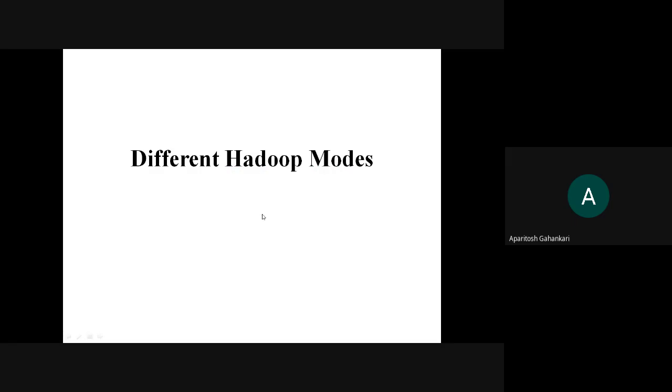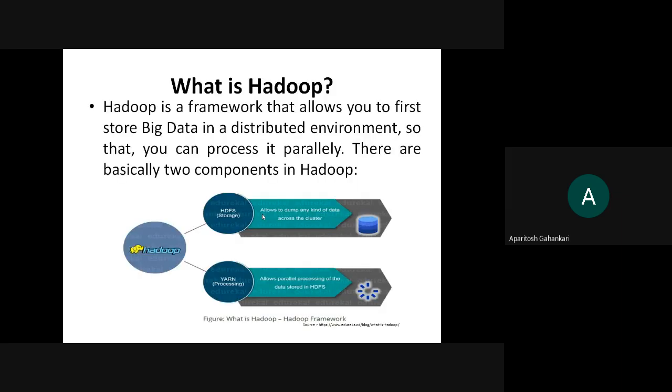Okay. So we were looking at the different modes of Hadoop, and before that we need to see what exactly Hadoop means. Okay. So what is Hadoop? Hadoop is a kind of framework which allows you to store a big amount of data in a distributed environment, so that you can process it in parallel.